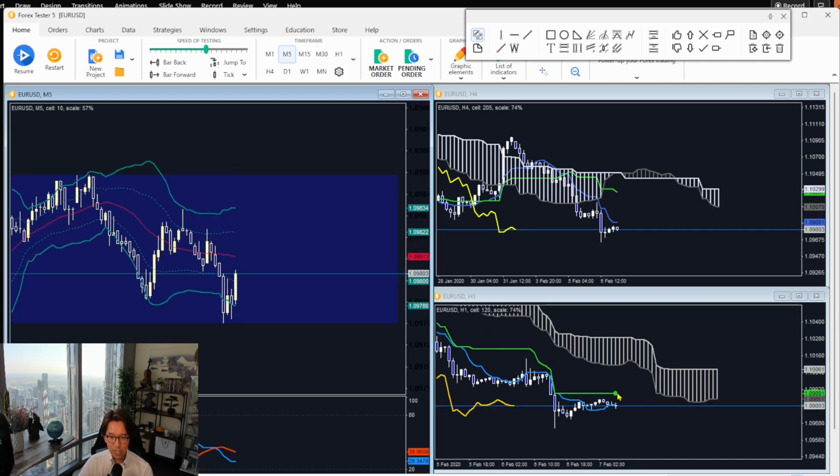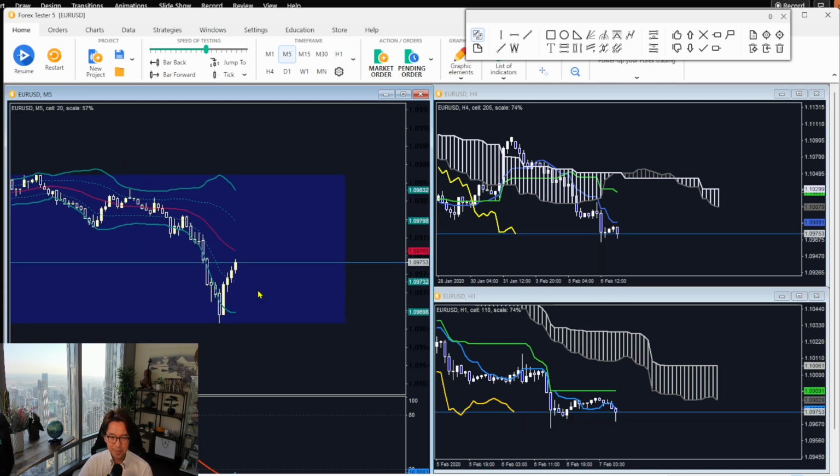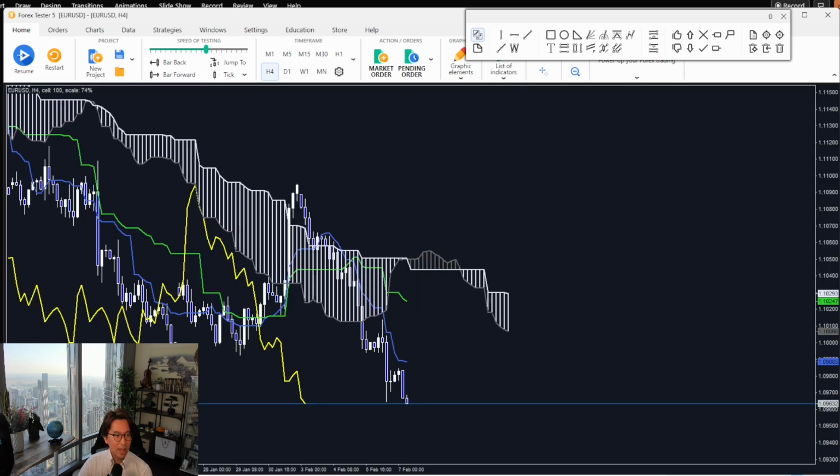Still 1 hour Kumo Kijun Sen flat, so we cannot trade yet. So let's see. Okay, now I can see that the market broke the support level in 1 hour. So again, coming back to 4 hour time frame again. 4 hour is now bearish.